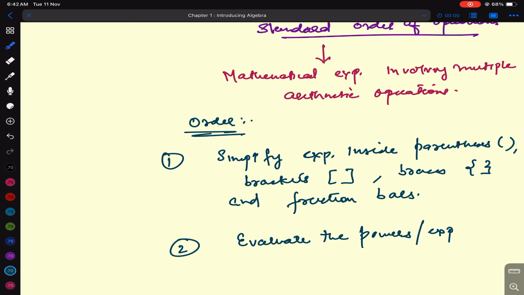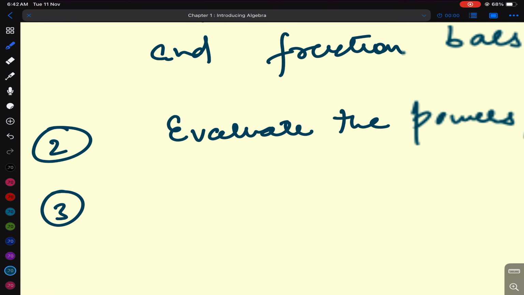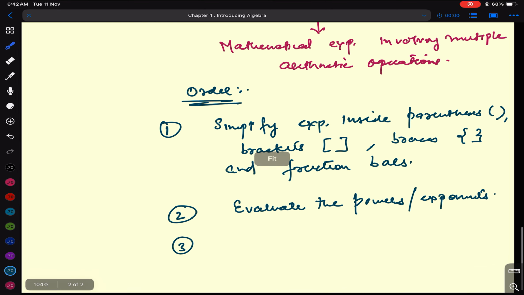Okay, so the first precedence is taken by the parentheses, brackets, braces, and fraction bars. The second one is evaluation of the powers and exponents. Whenever exponents are concerned, that takes the second precedence.